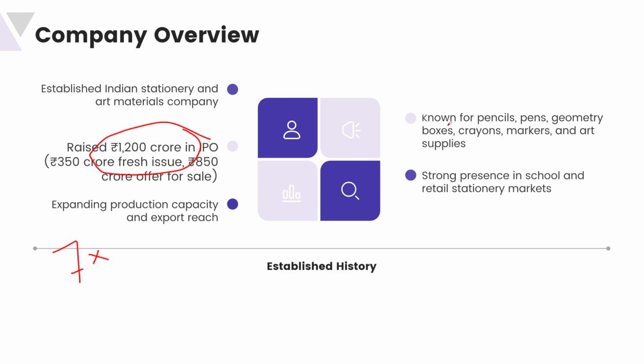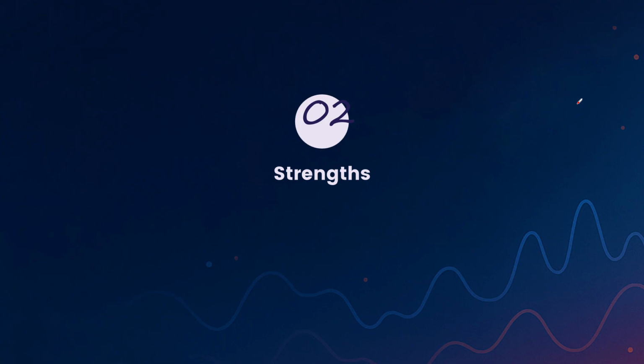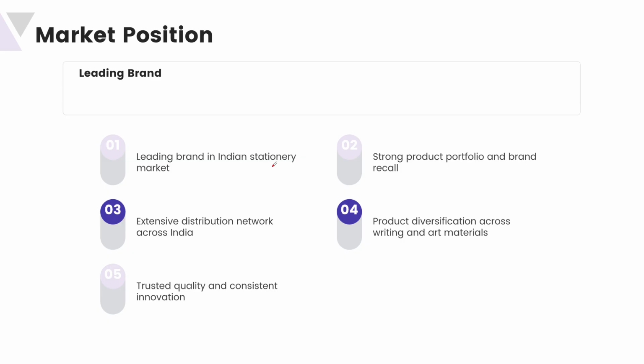This is a very strong company. They basically are known for pencils, pens, geometry boxes, crayons, markers, art, etc. This is the core product of this particular company. So I asked my software ChatGPT, please do a SWOT analysis. It does a SWOT analysis.